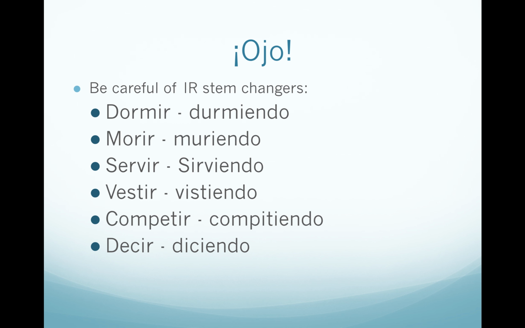IR stem changers. If this verb stem changes in the present tense and it is IR, it's also going to stem change in its gerund form. Dormir, durmiendo. Make sure to emphasize that you are saying a U. Durmiendo instead of dormiendo. Muriendo instead of moriendo. Morir, of course, means to die. Servir means to serve. Sirviendo, vestir, to dress. Vistiendo, competir, to compete. Compitiendo, and decir is diciendo.